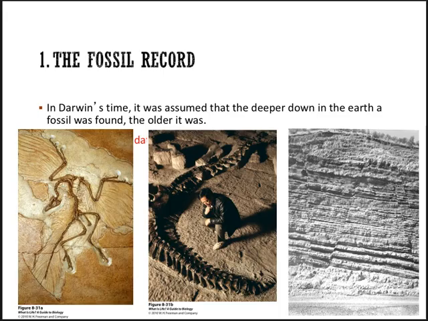Starting out with the fossil record, there's fossils everywhere. We saw about Cuvier and his fossils and so forth. And in Darwin's time, it was assumed that the deeper in the earth a fossil was found, the older it was. And that's something that we still understand today. Lyell contributed to this. We understand the geological processes, so older rocks are laid down deeper down, and newer rocks are laid down higher up.